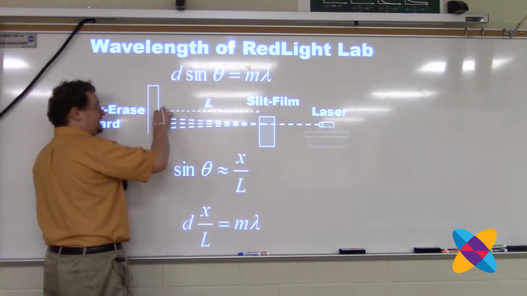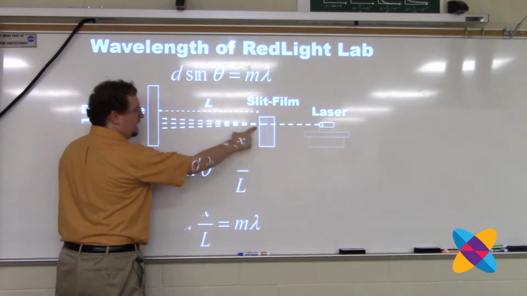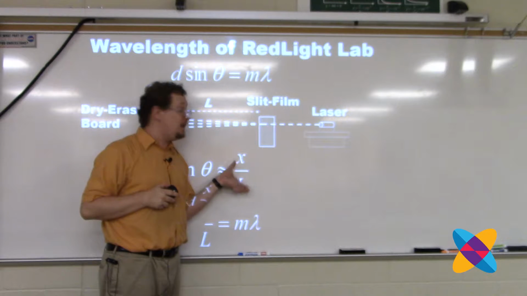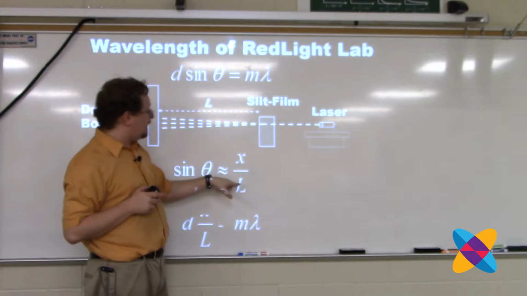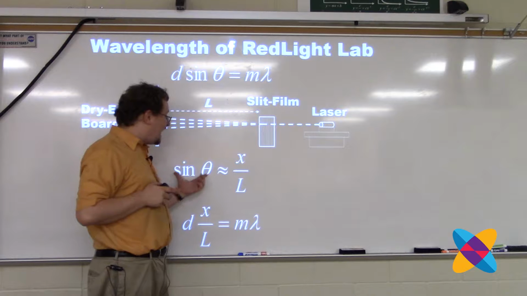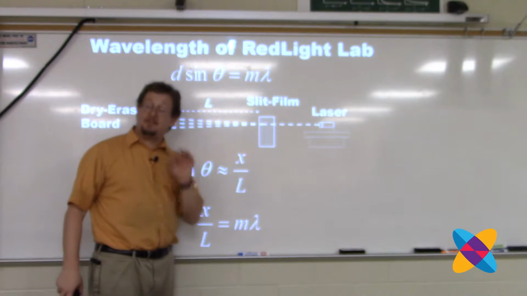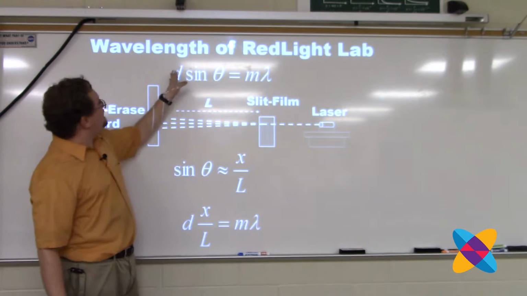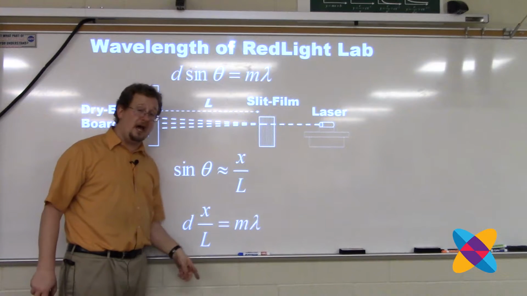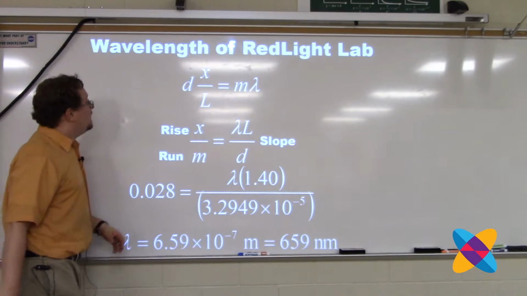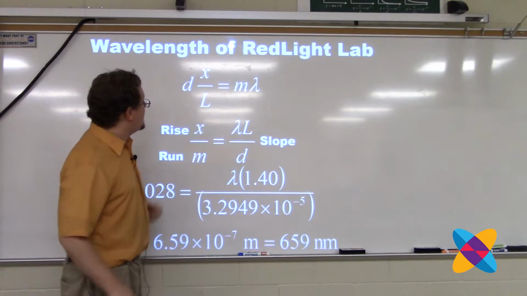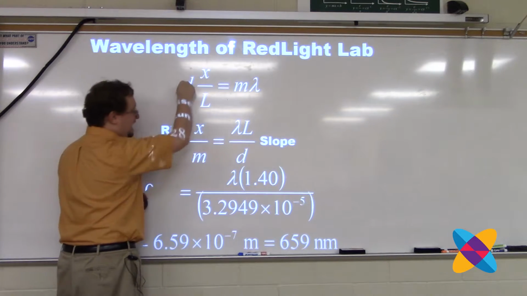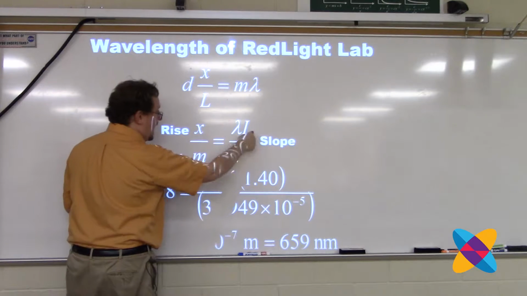Now remember, X is a distance that goes up, and L is this horizontal distance, so that's really tangent right there. X over L, that is opposite over adjacent, but sine and tangent are almost the same if the angle stays small enough. So I replace d sine theta with dx over L equals m lambda. Okay, so what am I going to do? I'm going to rearrange this. How am I going to rearrange it? X stays, m down, D down, L up.